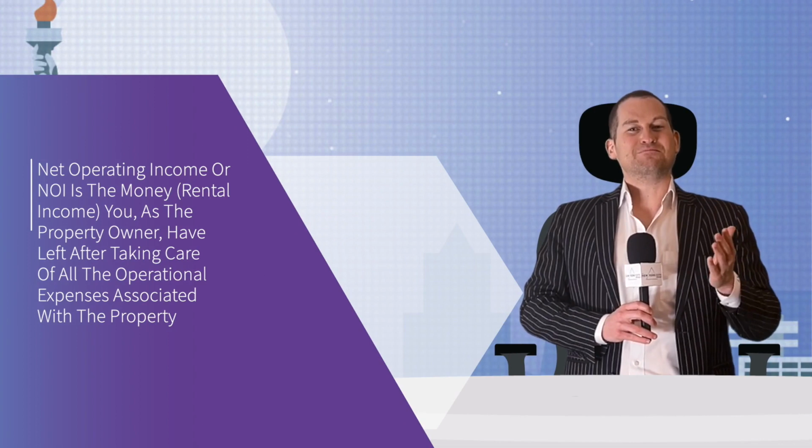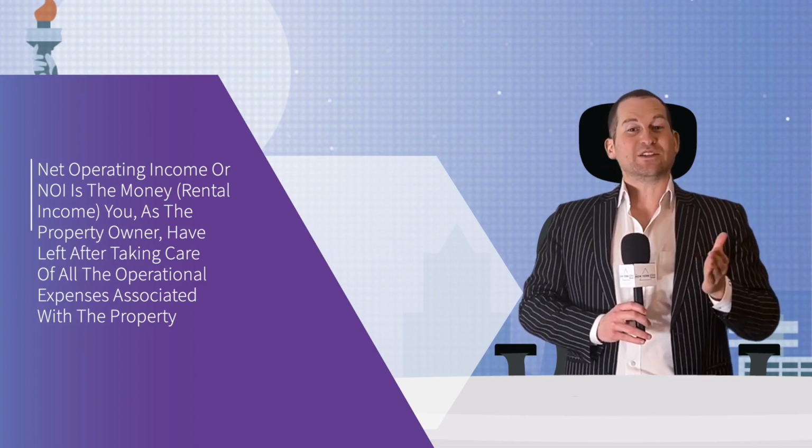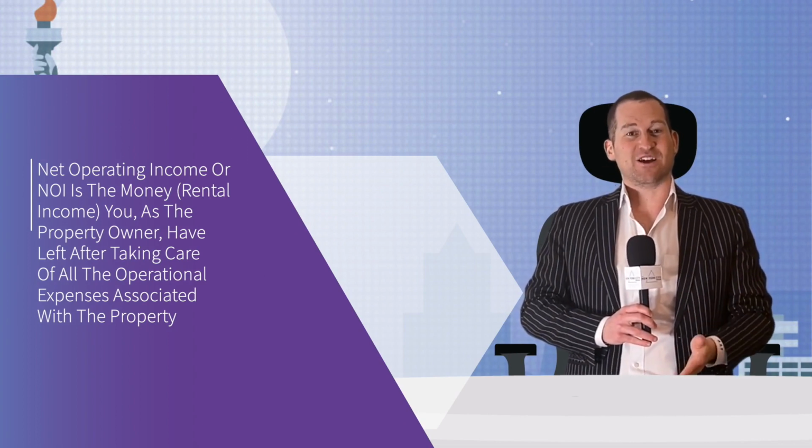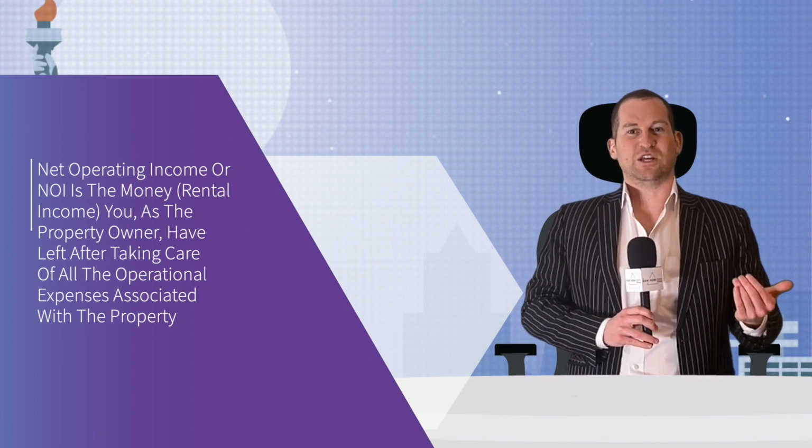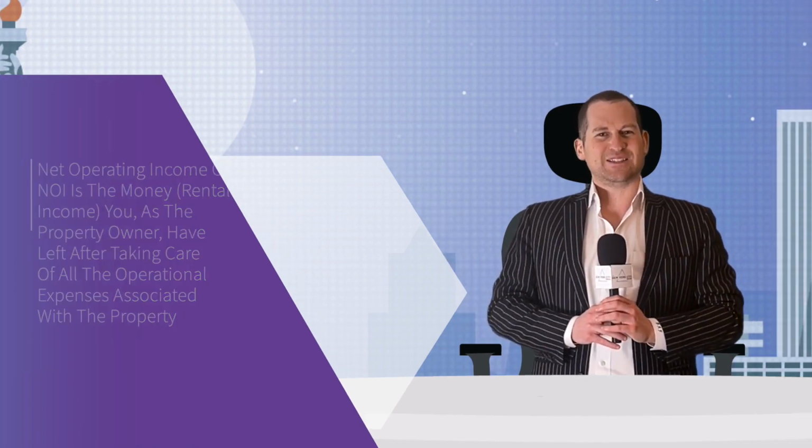Net operating income, or NOI, is the money or rental income you as the property owner have left after taking care of all the operational expenses associated with the property. That includes maintenance expenses, utility bills, taxes, insurance, property management fees, HOA fees for brownstones, etc.